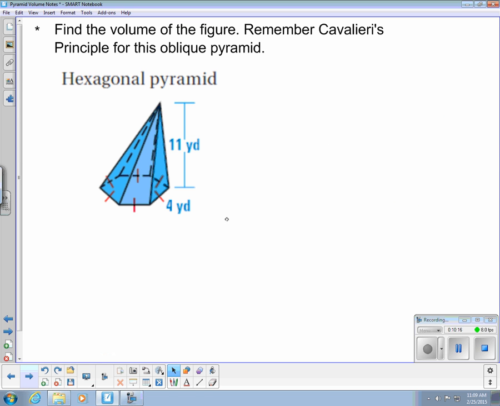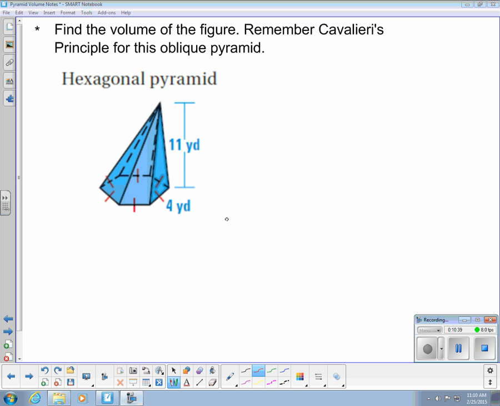All right, so here is an oblique pyramid, okay? Now, even though it's an oblique pyramid, all right, so here's an oblique prism. We can tell because it's kind of slanted to the top, but it is giving us this 11 yards. That 11 yards represents the height of the whole entire pyramid. It's not the lateral edge, it's not the slant height, it's just the height.